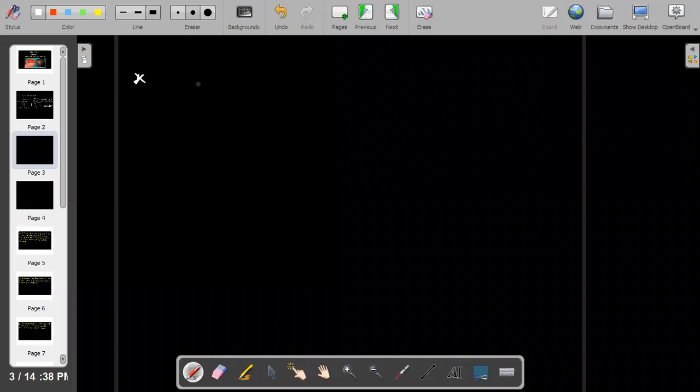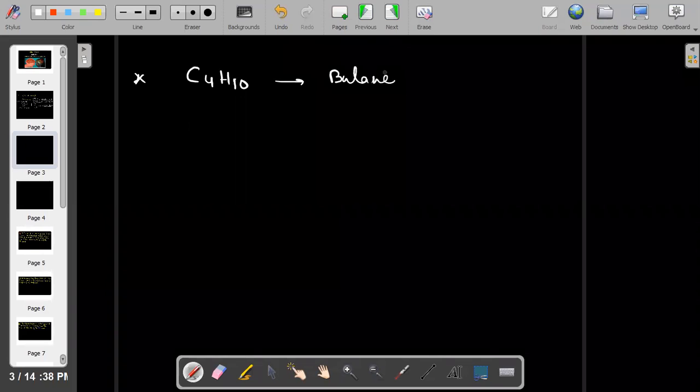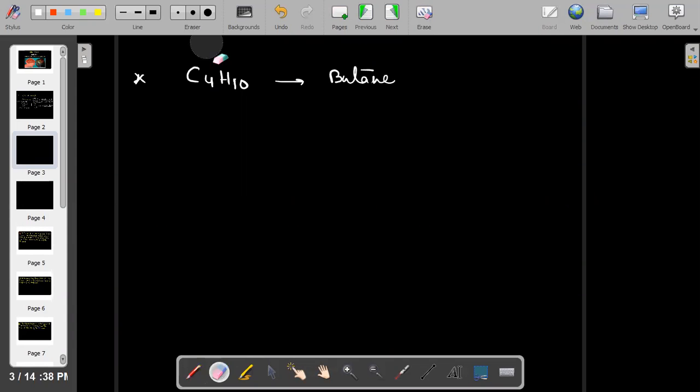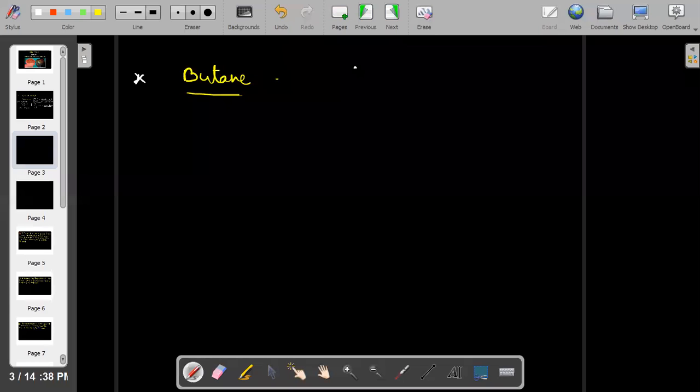So what we observe, suppose I write here C4H10. Now, if anyone asks you what this is, this is called butane. Now, write down the molecular formula, empirical formula, and structural formula of butane.